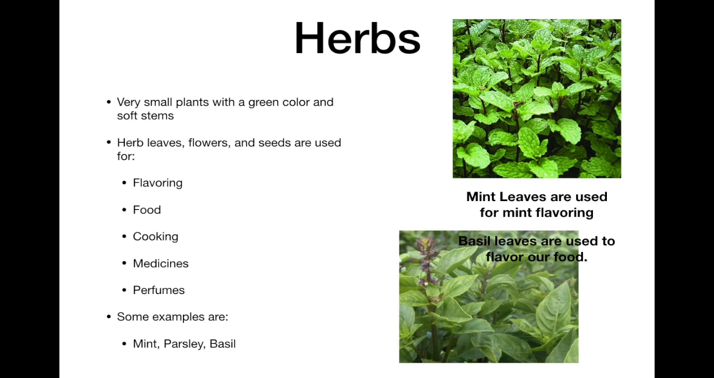Next, we have herbs. Herbs are very small plants with green color and soft stems. Herb leaves, flowers, and seeds are used for flavoring, food, cooking, medicines, and perfumes. Some examples of herbs are mint, parsley, and basil.